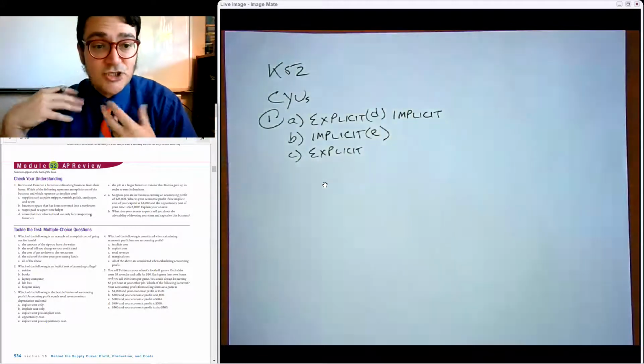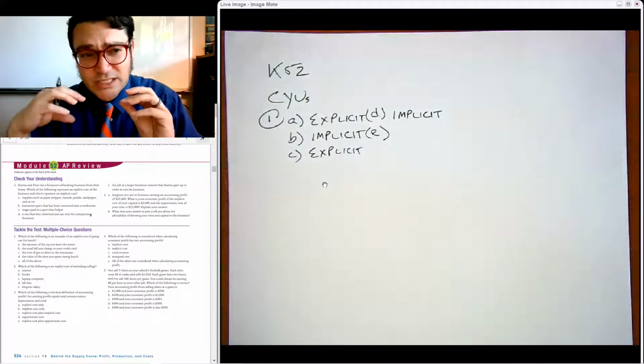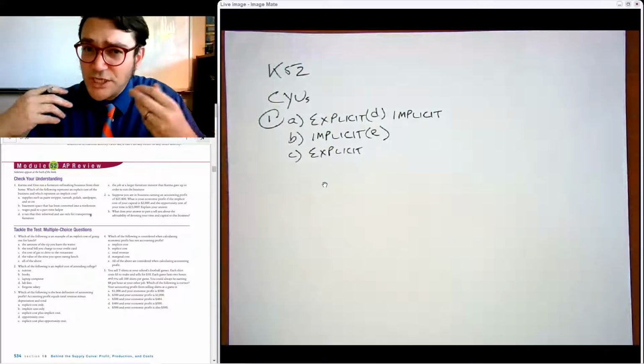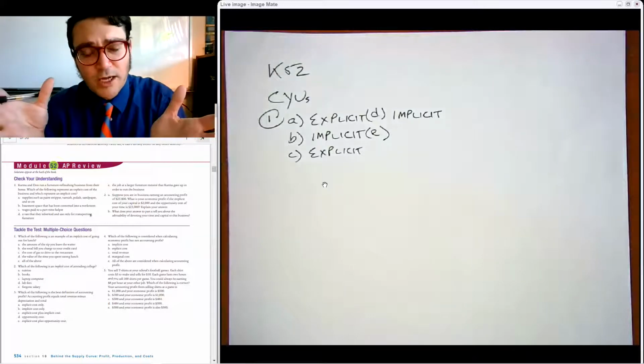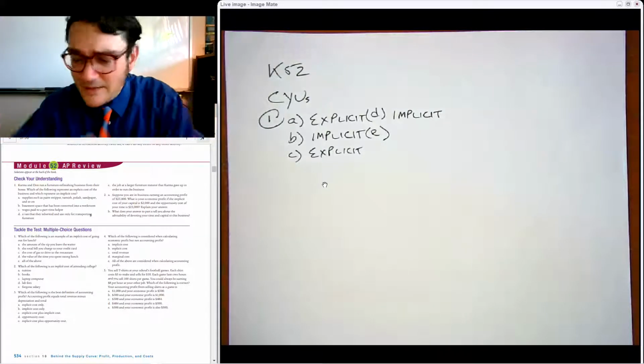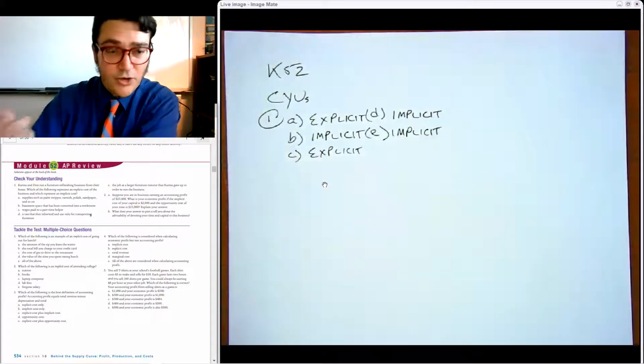And E says a job at a larger furniture restorer that Karma gave up in order to run the business. Again, this is an implicit cost. It's something that she gave up, but it's not something where the money is flying out of their wallets, right? They don't have to keep paying that, but it's implicit. It's within the cost of doing their current business.